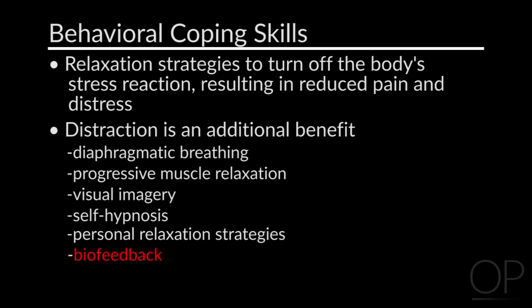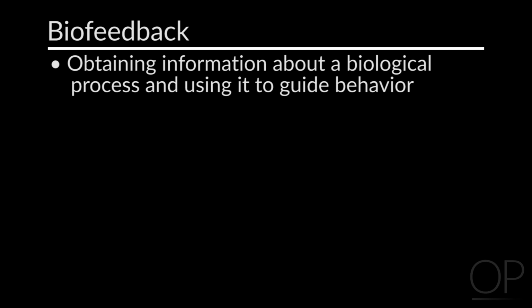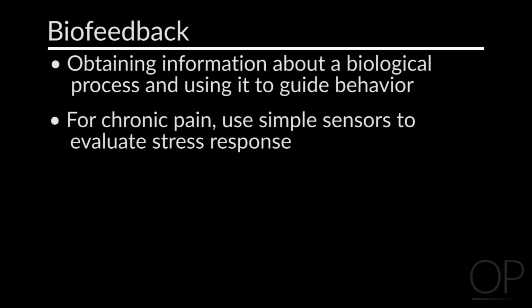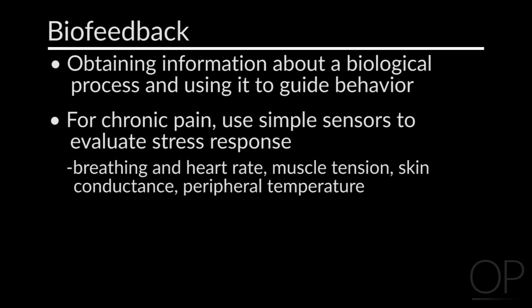So biofeedback is a type of relaxation training which is often used in pediatric chronic pain. And biofeedback just involves getting information about a biological process and using that information to guide behavior. So one form of biofeedback that we are all familiar with is a scale. If you're concerned about your weight, you may step on the scale, and based on the number on the scale, you can alter your diet or your activity level in order to change the number. That's the idea behind biofeedback. It's just using technology to find out information about our body so that we can alter our behavior. In the sense of chronic pain, we use very simple sensors to evaluate various aspects of the stress response. Things like breathing and heart rate, muscle tension, skin conductance, peripheral temperature.